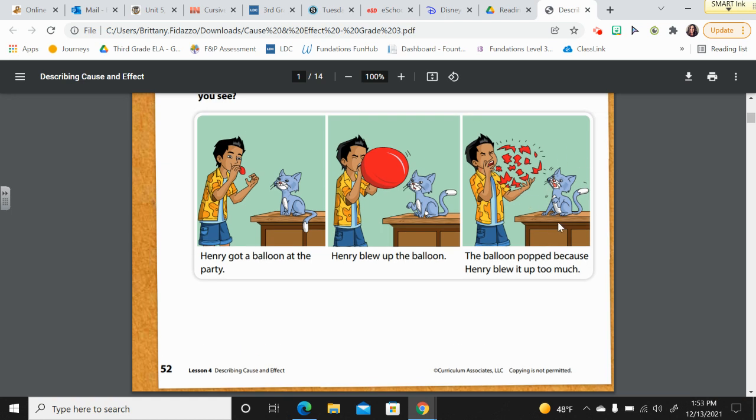Maybe the cat would get scared and run. Or, I don't know, I would hope it wouldn't try to mess. Maybe it could play with the pieces of the balloon. Those are two good predictions, maybe. Hopefully it wouldn't try to eat it because that would not be good or safe for the cat. But maybe mine would be, the cat ran away because it was startled or scared by the loud popping noise. All right, in a moment, we're going to go on to our story of the day and try to find some more cause and effect relationships there.